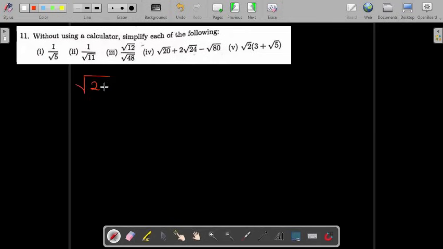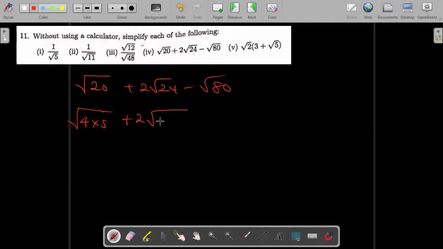So root 20 plus 2 root 24 minus root 80. So here, what perfect square can I get in 20? For 20, I see that when I multiply 4 by 5, I get 20, plus 2 root 24. For 24, what can I multiply? It's 4 by 6, right? Yes. Okay. Then for 80, what perfect square are we multiplying? 20 by 4. So 4 by 20, right?